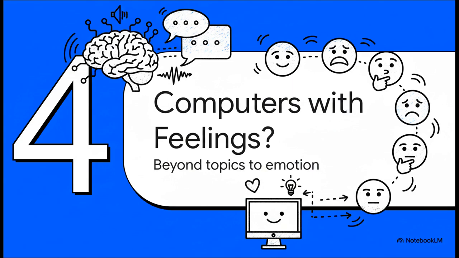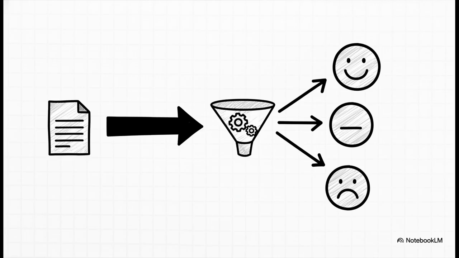So the big question is, can a computer actually learn to detect feelings? And this is the whole goal behind something called sentiment analysis. At its most basic level, it's about reading a chunk of text and figuring out if the vibe is positive, negative, or just neutral. And this is absolutely huge for businesses trying to understand product reviews or for anyone trying to gauge public opinion on social media.